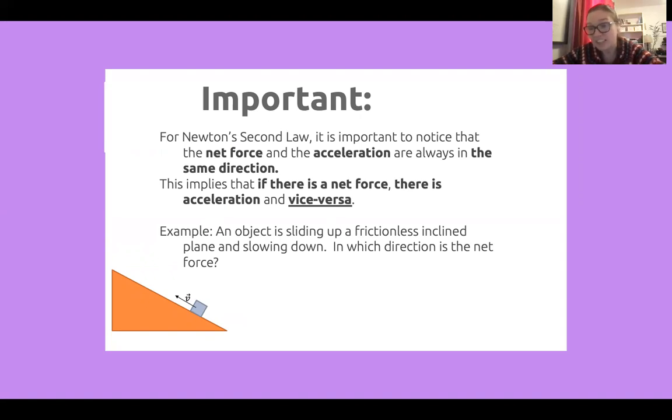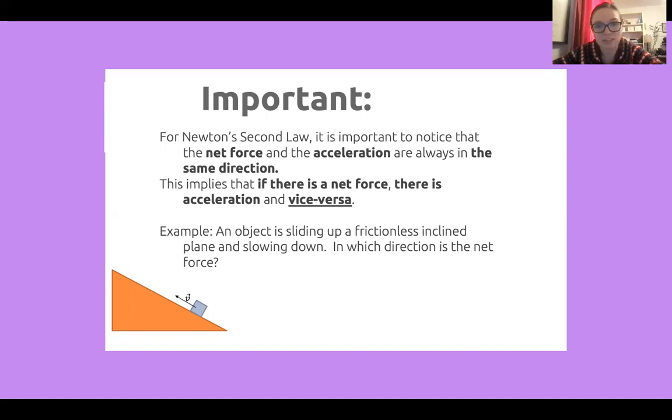But often when I ask students for the direction of the net force, they kind of fall apart, right? If I ask you for that, you can also find the direction of the acceleration, and that is going to give you the same answer, okay? So this also does imply if there's net force, there's acceleration, and vice versa.